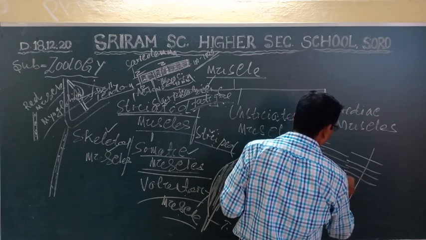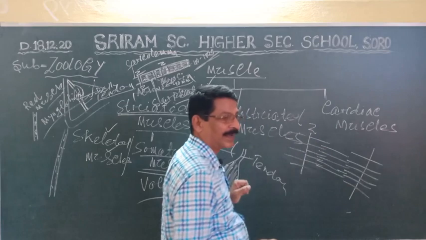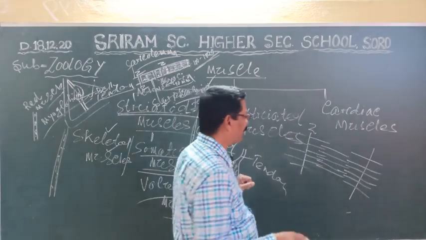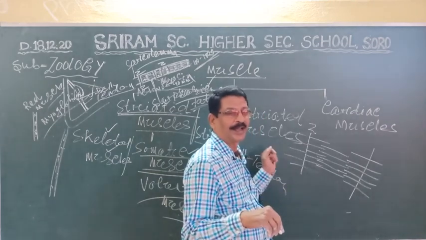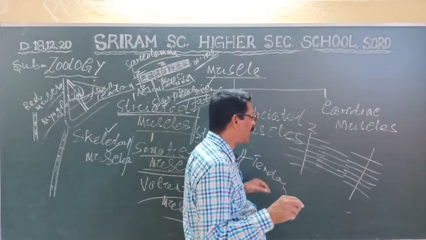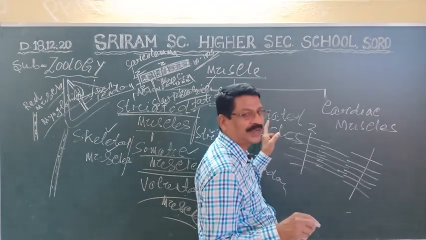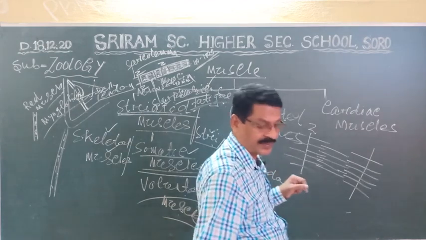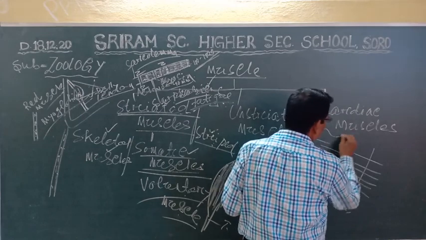If I teach in detail, then it will take another class. So I have to finish today, because I have taken maximum class time on animal tissue. So I want to finish the muscles today, and in another class I will finish the nerve tissue. So this is the Z line, and the Z line to Z line is called the sarcomere.